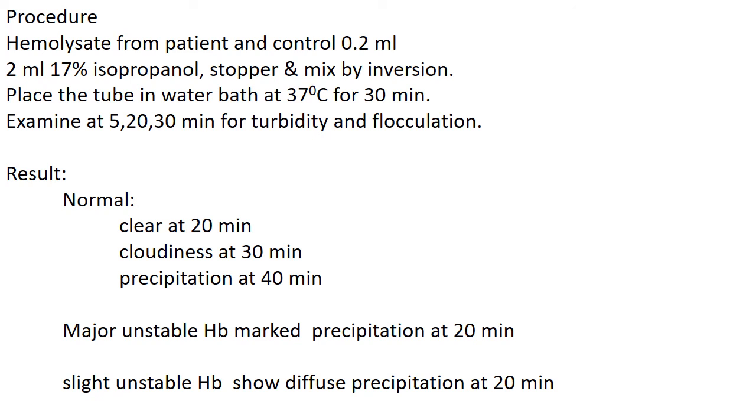Result. In case of normal, it will be clear at 20 minutes, minimal cloudiness appears at 30 minutes and precipitation will occur at 40 minutes. In case of major unstable hemoglobin, marked precipitation is seen at 20 minutes, and in slight unstable hemoglobin, it will show diffuse precipitation at 20 minutes. This is about unstable hemoglobin.